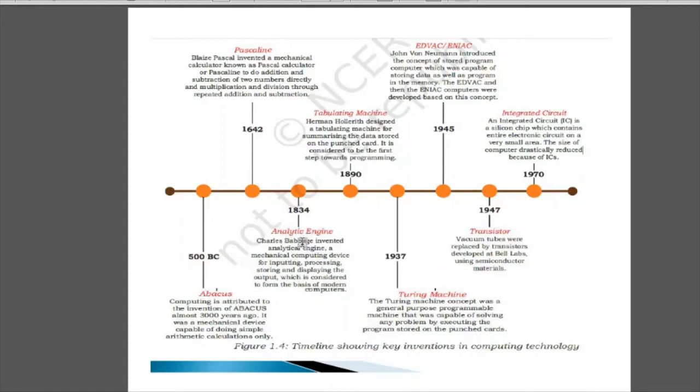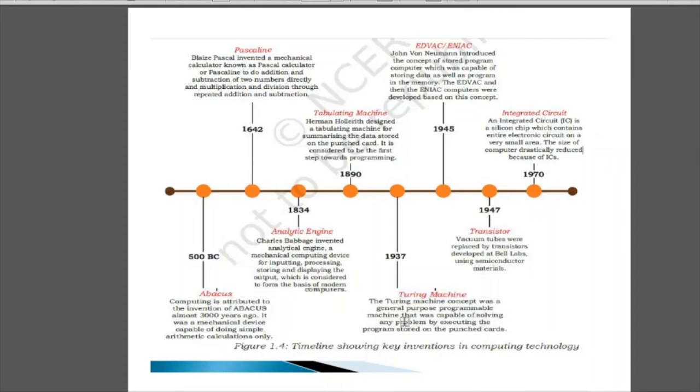Then an analytical engine by Charles Babbage. Then tabulating machines. A tabulating machine was summarizing the data stored on punched cards, right? Then we have the Turing machine. Now the Turing machine concept was a general purpose programming machine that was capable of solving any problem by executing programs stored on the punch card.